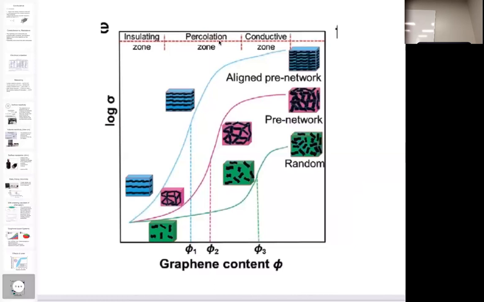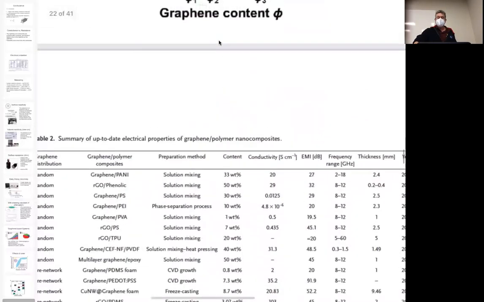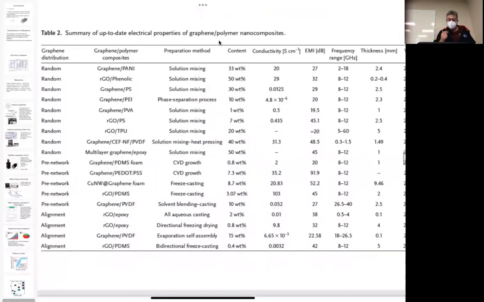Now, if you pre-order but then align, we're going to see a much lower content needed, because we're not only pre-ordered in a certain fashion, but then we're aligned and get to an even lower concentration to reach that percolation threshold. I'll read the paper, but do you remember how they were able to achieve that pre-network? I'm not going to present the pre-network, but I was going to present the aligned network. But I did look at the pre-network, and it was directional freeze drying. They made a graphene oxide aerogel, then reduced it, then processed it. But I'm going to show you how they did the pre-aligned.